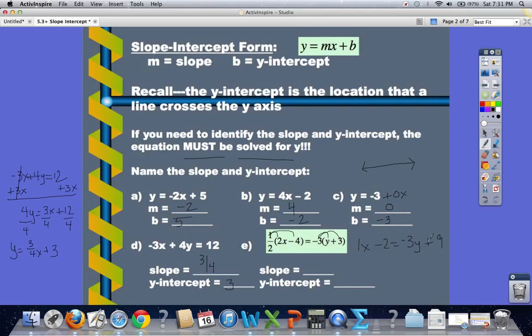Now you just solve for y. So I'm going to move this 9 over there. This is going to be 1x minus 11 equals -3y. All right, then divide by -3, everything.